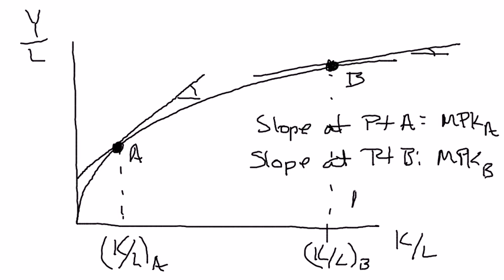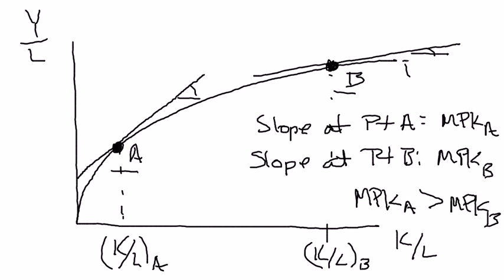It should be pretty clear that the slope at point A is greater than the slope at point B. Another way of saying that is the marginal product of capital at point A is greater than the marginal product of capital at point B. And that flows entirely from the principle of diminishing marginal returns. Because we've assumed everything else you can imagine that influences labor productivity is constant other than the capital labor ratio, that means you're on a single production function, meaning the production function is not shifting.